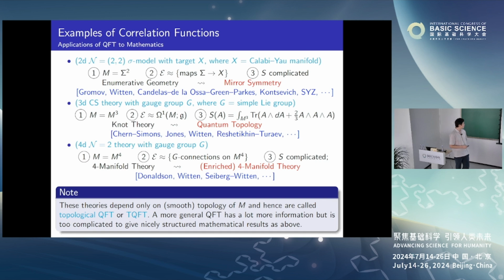On the other hand, in mathematics, we want a little more structured data. All these things are kind of structured things. And to get these sorts of things, it seems it is important to cut down some information and actually consider TQFT.